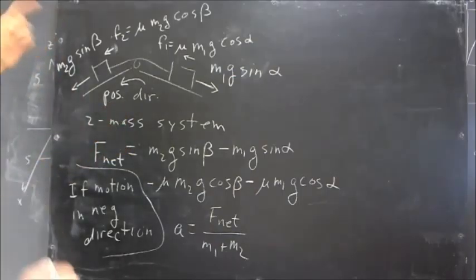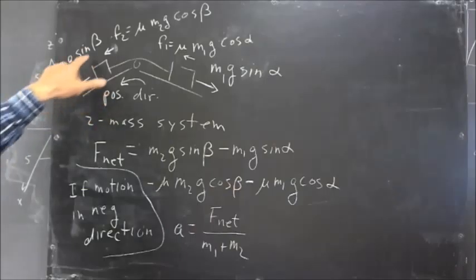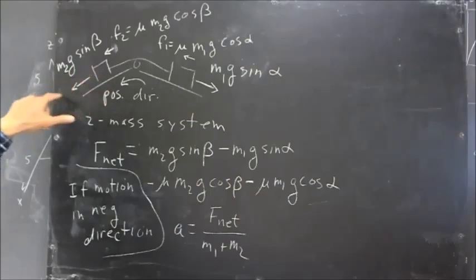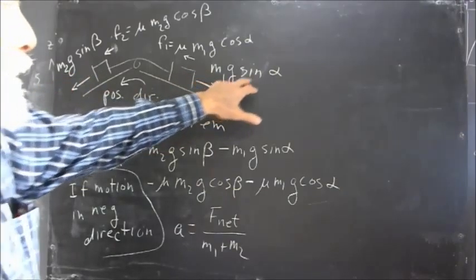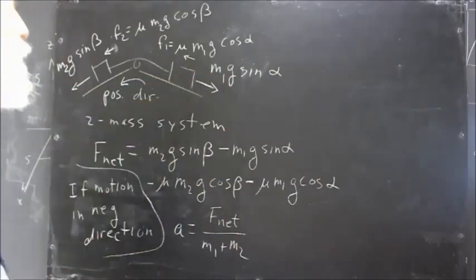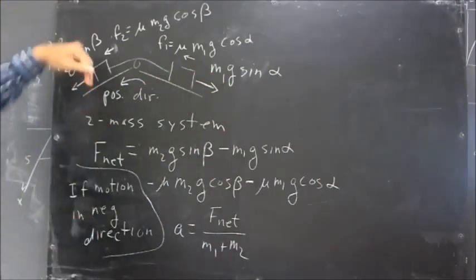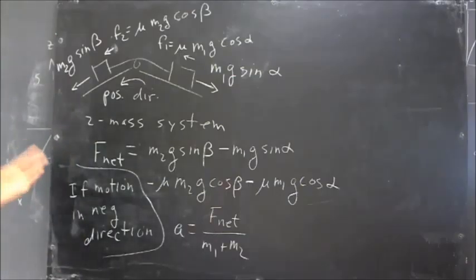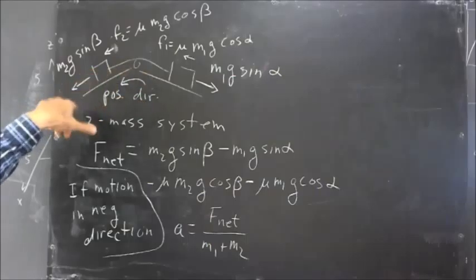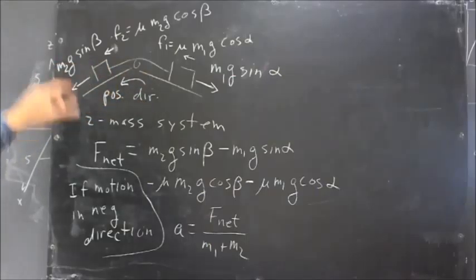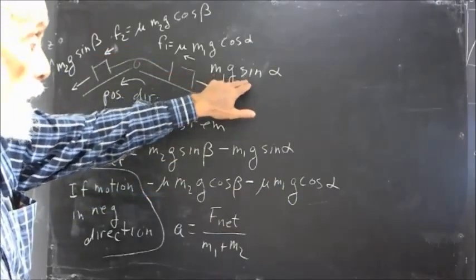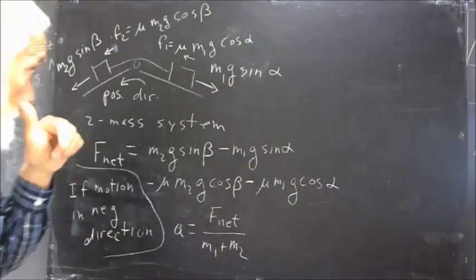Okay, so in this case, the m2 g sine beta that you get for the parallel component of the weight of this object and the m1 g sine alpha that we get for the parallel component of the weight of this object both act on the system, because that should be obvious. If this is the positive direction, then this force, the m2 g sine beta, will be positive, and this force, the m1 g sine alpha, will be negative.